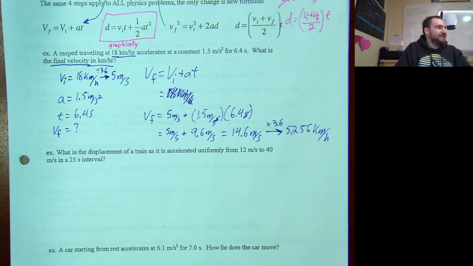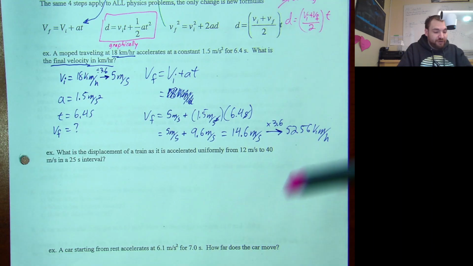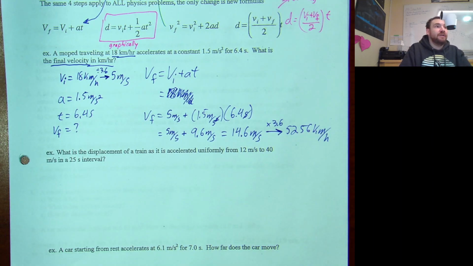Not because he didn't understand the physics, but because he had no tools to actually approach these things. So what is the displacement of a train as it is accelerated uniformly from 12 meters per second to 40 meters per second in a 25-second interval? Again, just like before, same techniques I apply.